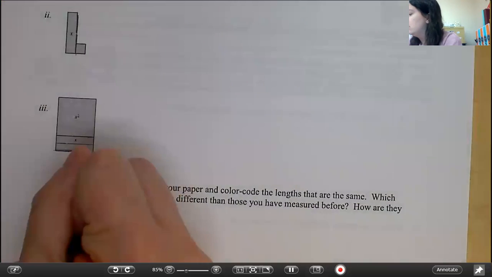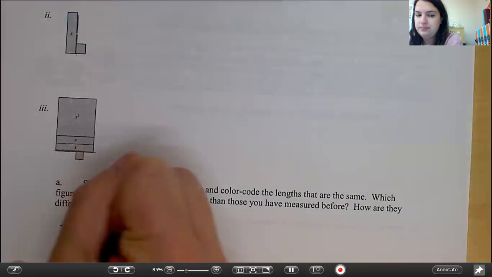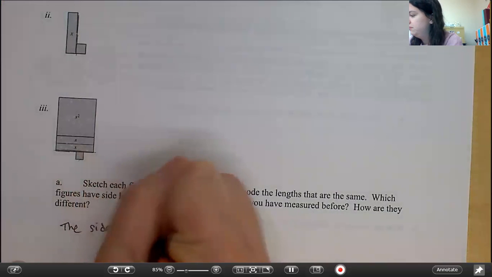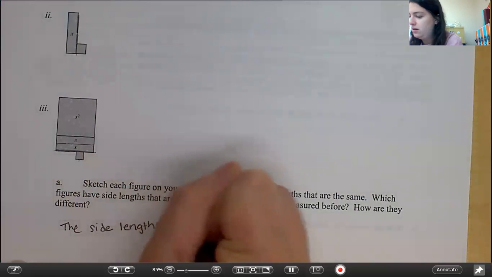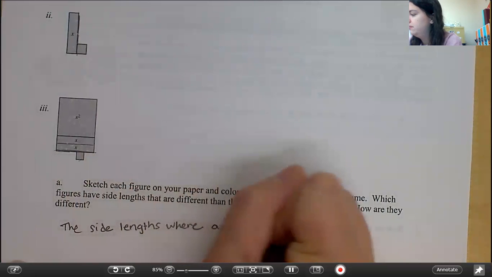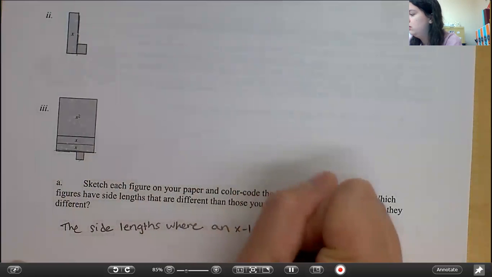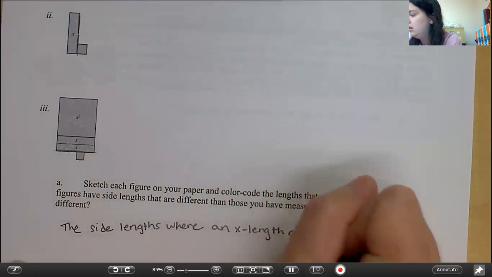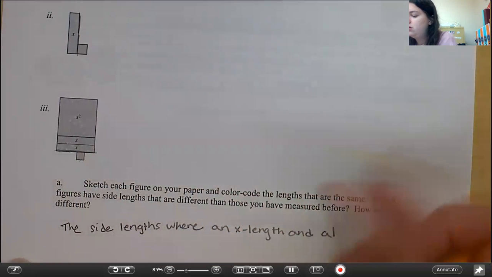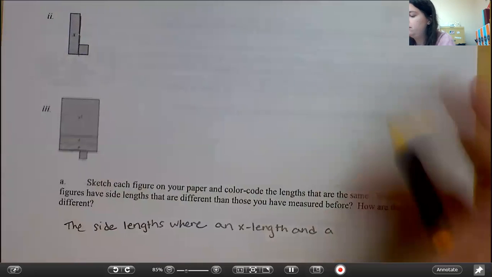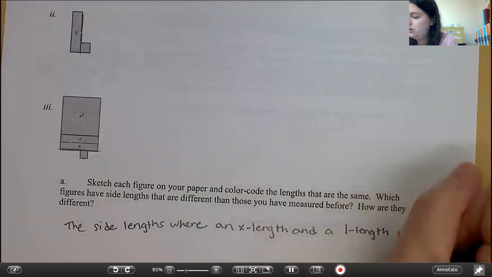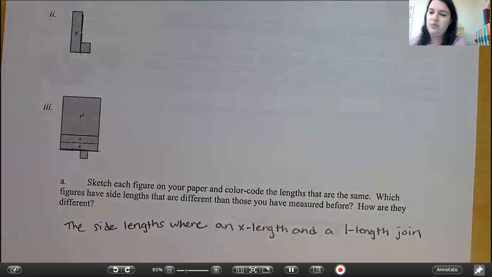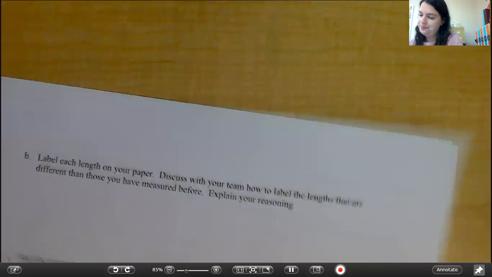So we're going to say the side lengths where an x length and a 1 length join. That's where they're different for us. Flip it over.